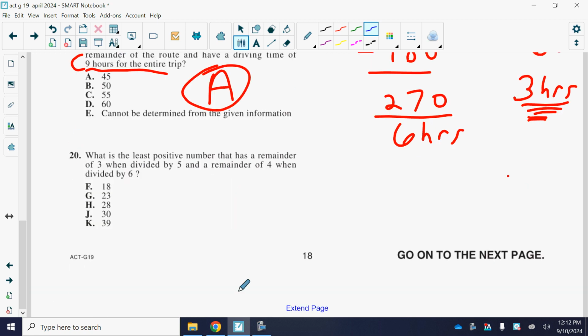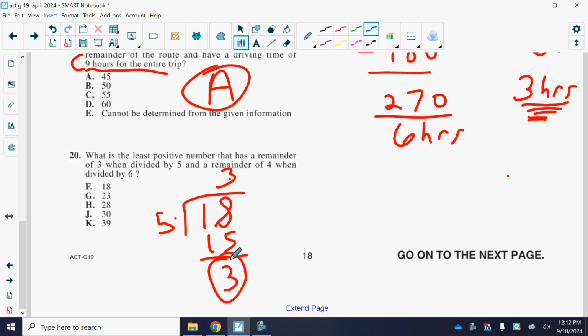20 is a repeat problem. It's plug and chug. Who has a remainder of 3 when divided by 5? Well, 18. When I divide it by 5, I get 3. So that fits the bill. It has a remainder of 3. But when I divide it by 6, it would have no remainder. So that's not the right number. Keep trying. The right number is 28.